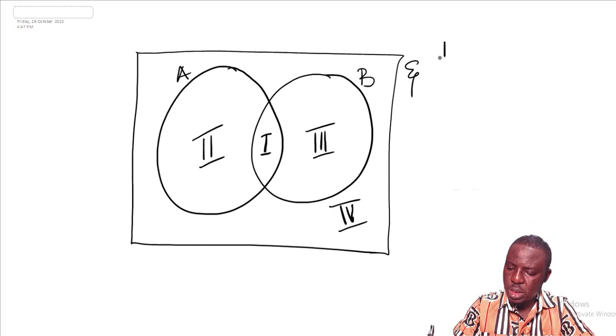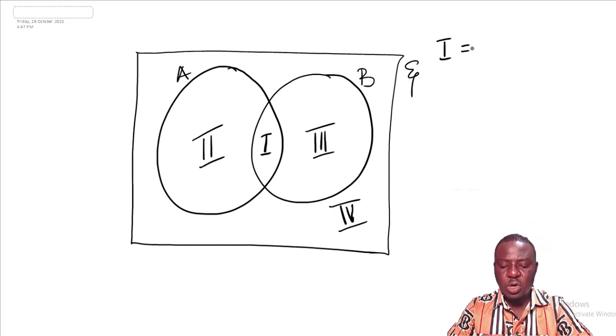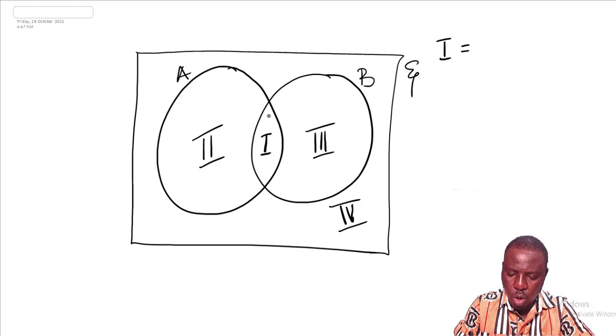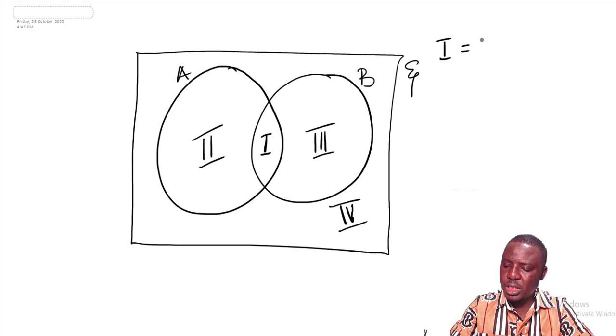Region 1 can be said to contain elements that you can find both in A and B. So this region 1 is said to be a region that carries elements you can find in both A and B, and this can be denoted as A intersection B.